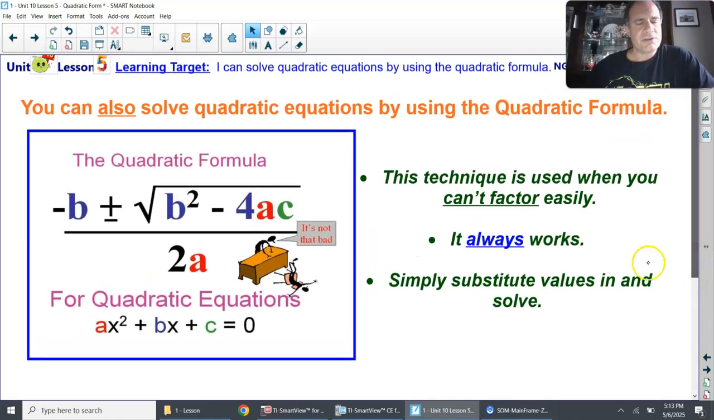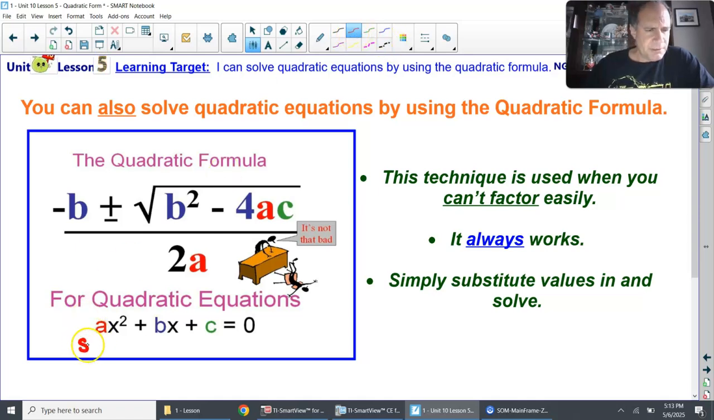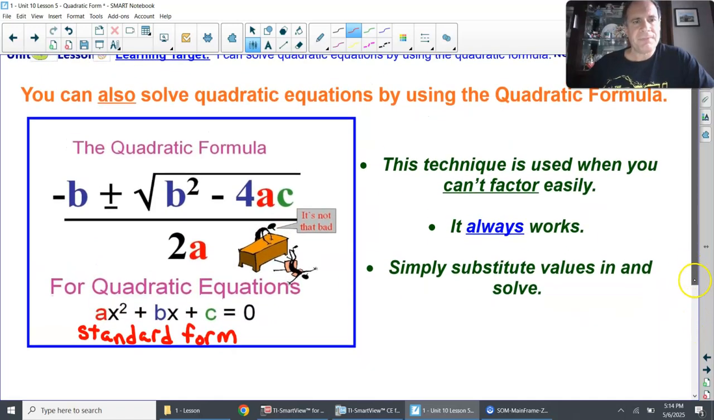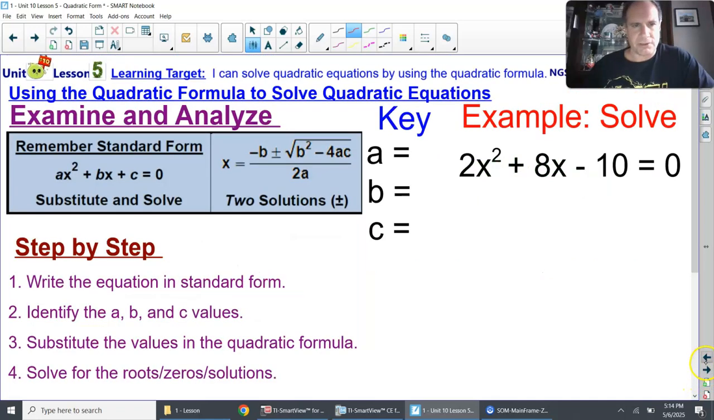That is for the quadratic equations. This is standard form of a quadratic. So we're going to put standard form of a quadratic. Just remember, your A is the coefficient before the x squared. The B is the coefficient before the x. And the C stands for the constant. Just remember, this always works.